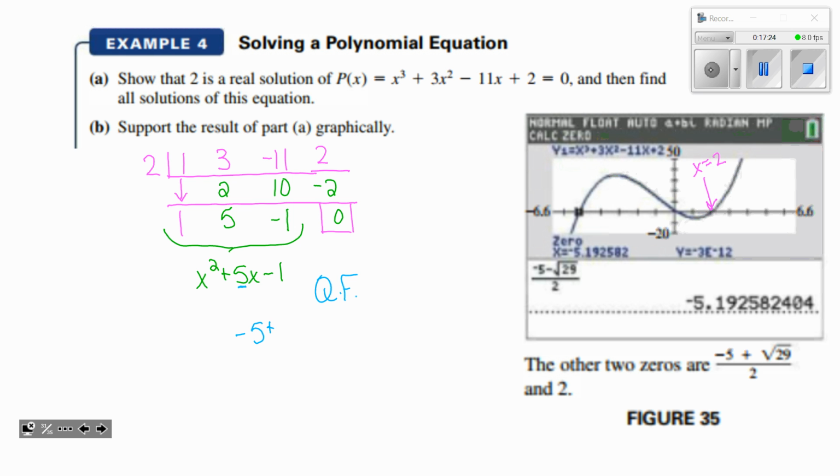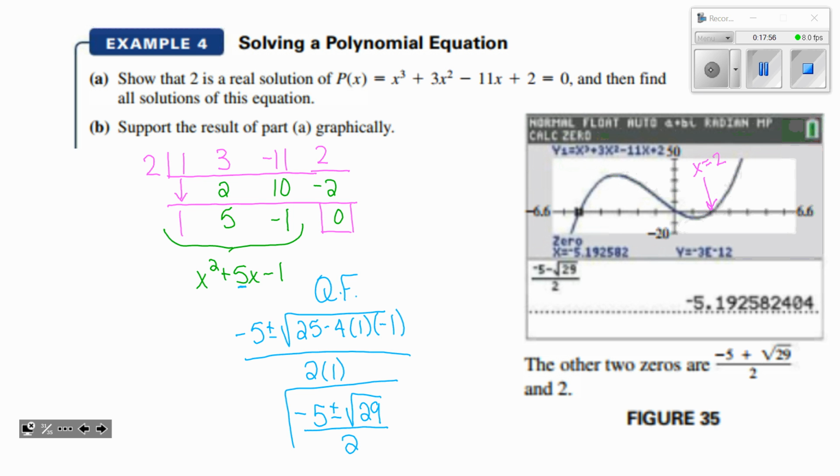so negative 5, plus and minus the square root of b squared. So 5 squared is 25, minus 4, where a is 1 and c is negative 1, all over 2a, so 2 times 1. So to clean this up, negative 4 times 1 times negative 1 is a positive 4, so 25 plus 4 is 29. This ends up being negative 5 plus and minus the square root of 29 all over 2. So those are our two zeros.